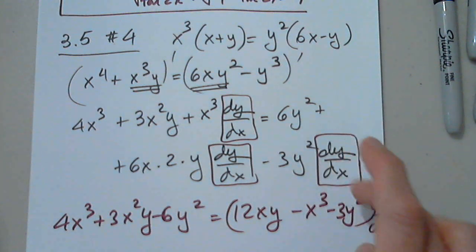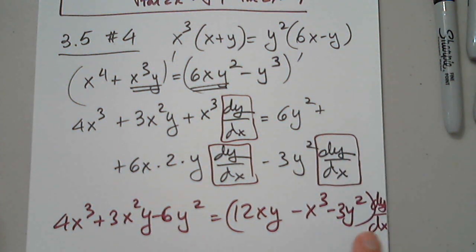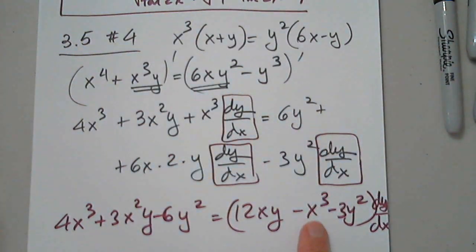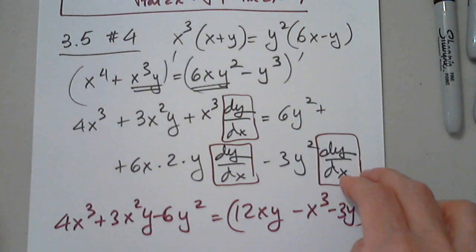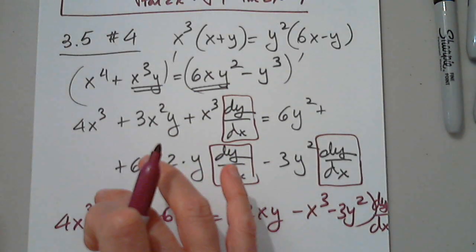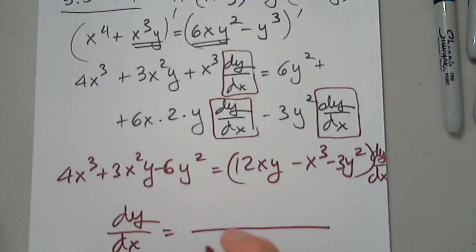From these 3 terms, I factor out dy over dx. I put the first one here, 6 times 2 times xy. And then this was positive, but I had to move it to the other side, so it becomes negative x cubed. And this was already negative, and it's on the right-hand side. So finally, I have dy over dx as the ratio of this over this.